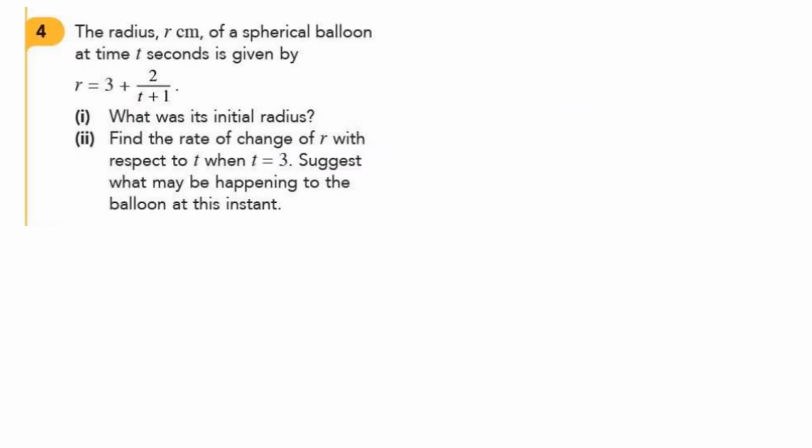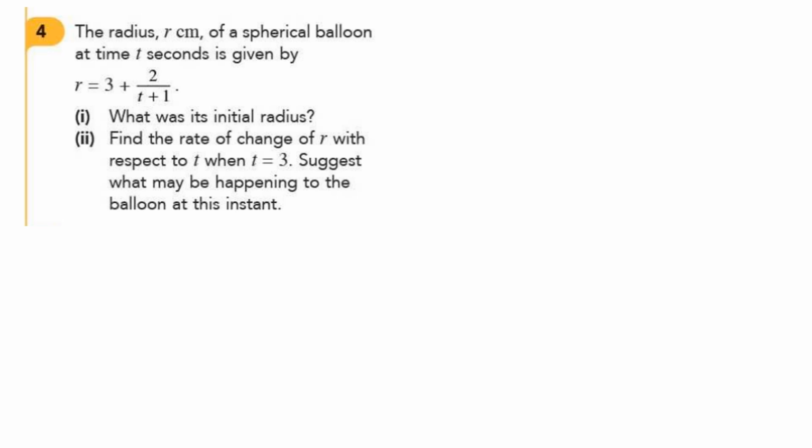Right, let's look at question 4. So question 4, you're given a balloon. The radius of the balloon is given by a certain function where r equals to 3 plus 2 over t plus 1. And for part I, we are asked to find what was its initial radius.